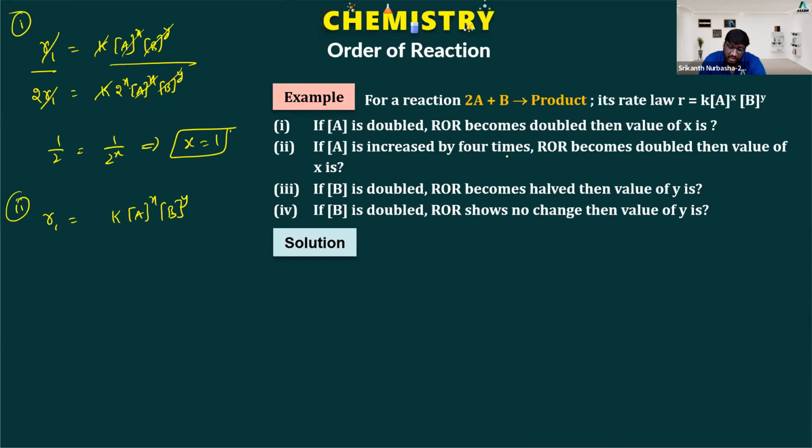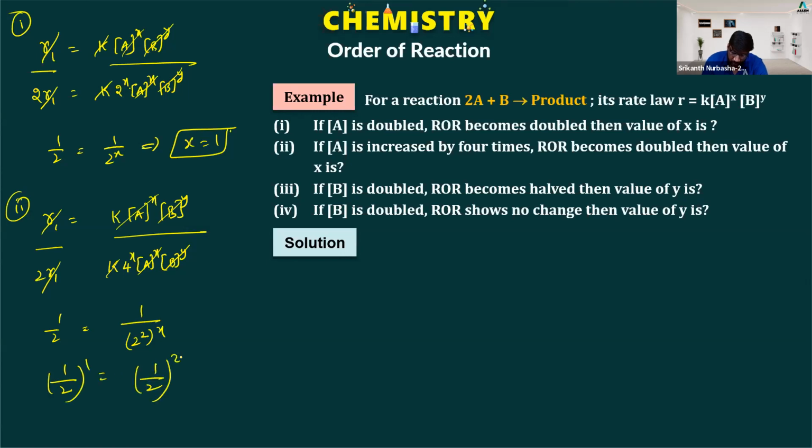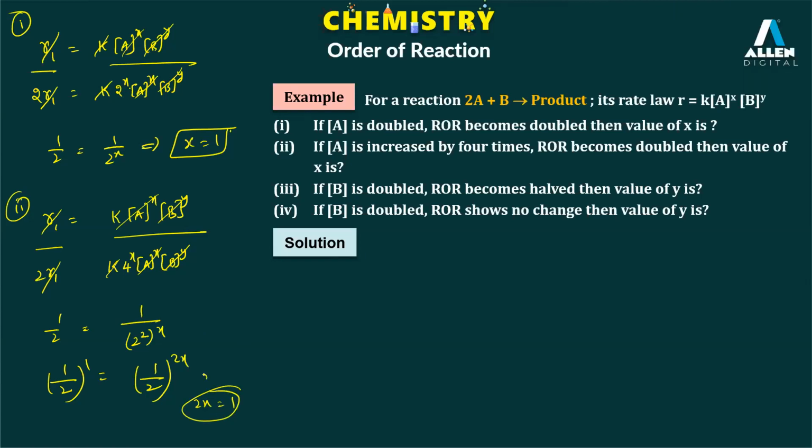Second, R1 is equal to K into concentration of A power x into concentration of B power y. If concentration of A is increased by 4 times, rate of reaction becomes double. So K into 4 power x into concentration of A power x into concentration of B power y, and the rate of reaction becomes doubled, so 2R1. R1 cancels out, everything cancels out. So 1 by 2 is equal to 1 by 2 square whole power x. So 1 by 2 whole power 1 is equal to 1 by 2 whole power 2x. So 2x is equal to 1, or x is equal to 1 by 2.